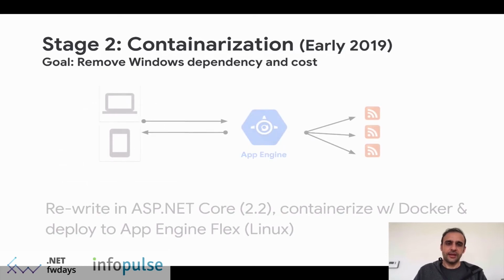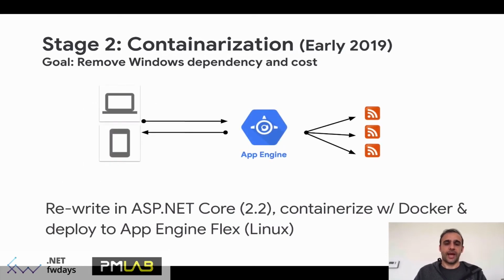For that, we started using App Engine. But before App Engine, first we had to rewrite our application from ASP.NET Framework, which only works on Windows, to ASP.NET Core Framework, which works on Windows, Linux, and Mac. In our initial rewrite, we rewrote in ASP.NET Core 2.2, which is one of the later versions of ASP.NET. Right now, I think the latest version is 3.1 or something like that. So we rewrote that in ASP.NET Core.